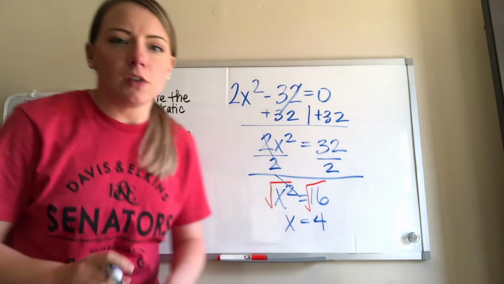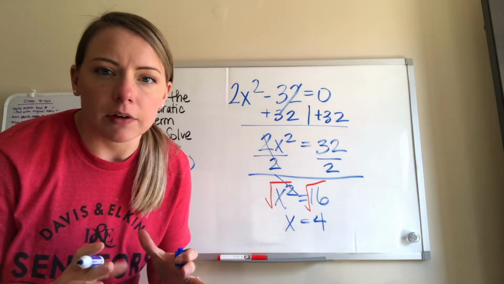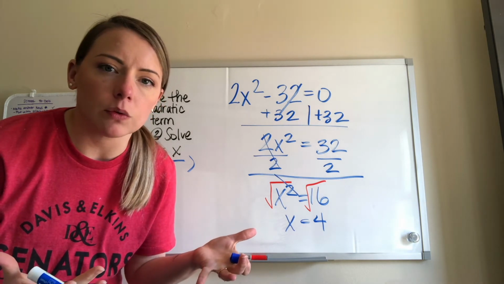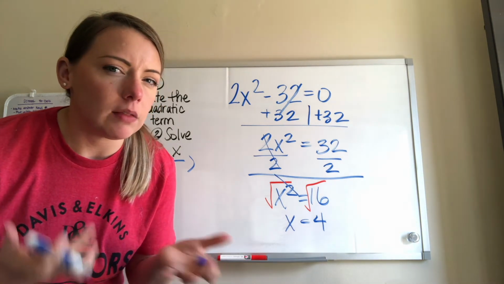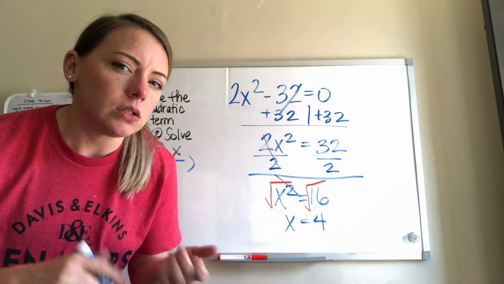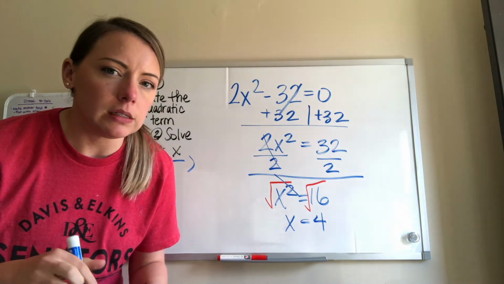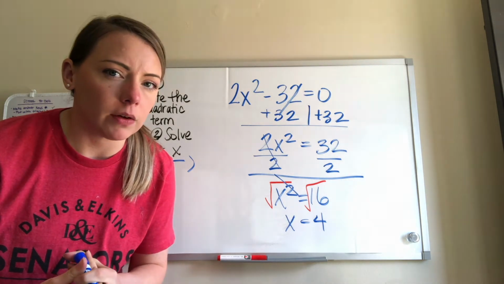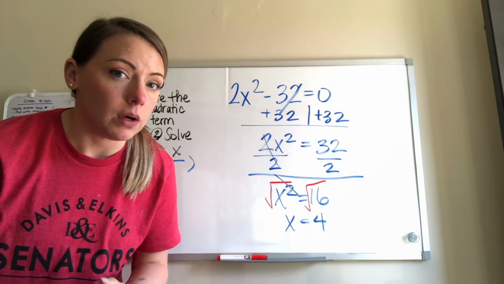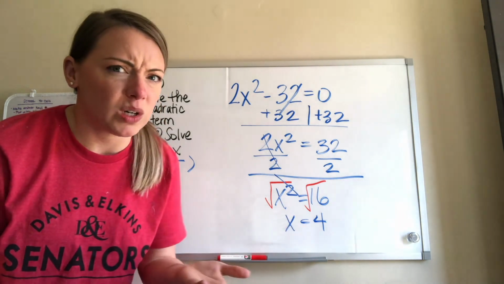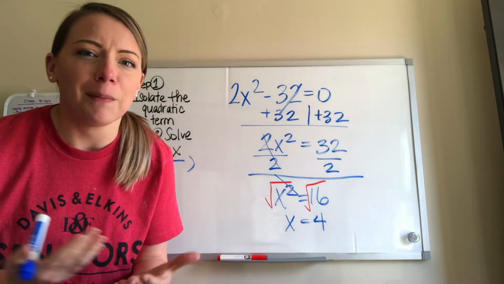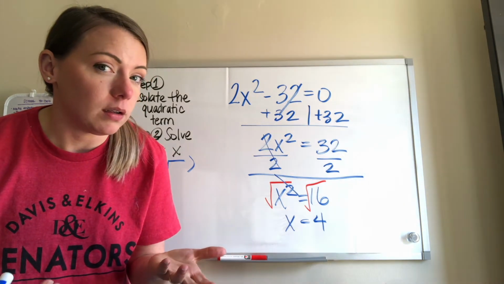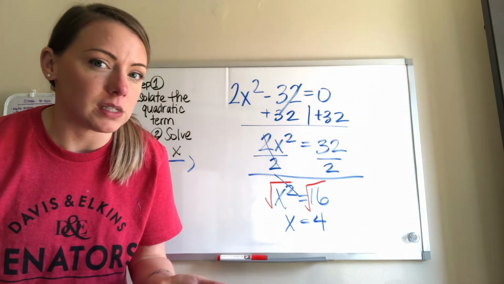All right, so it looks like we're done, right? But I have a problem here. I just have x is equal to 4, and something's not right with that. So I want you to consider what two numbers I can multiply together to get 16. Well, most of you are going to say, well, 4 times 4 is 16. We know that. But negative 4 times negative 4 is also going to produce 16.